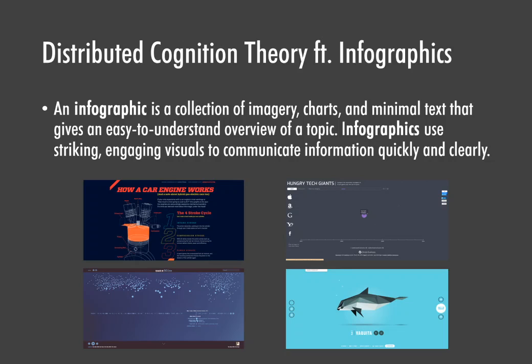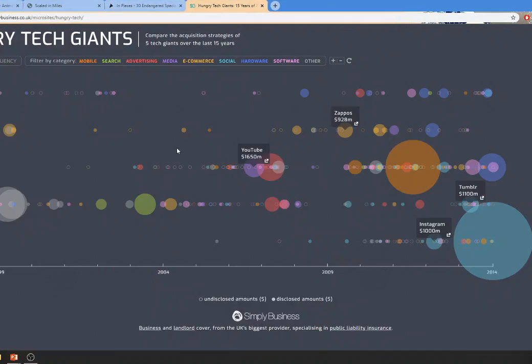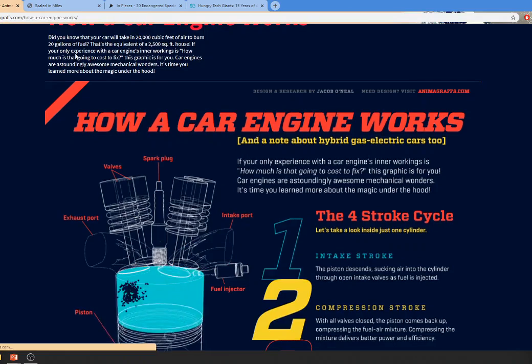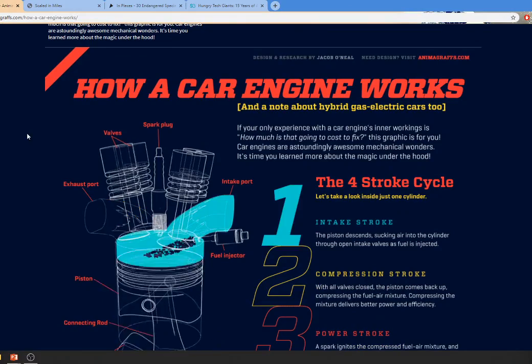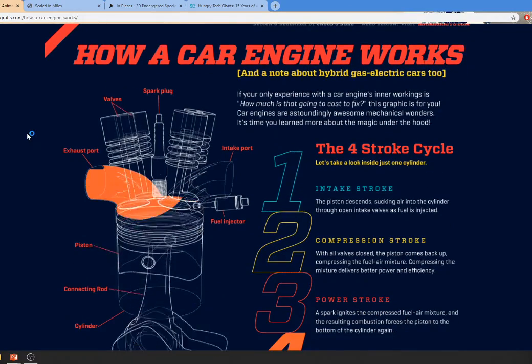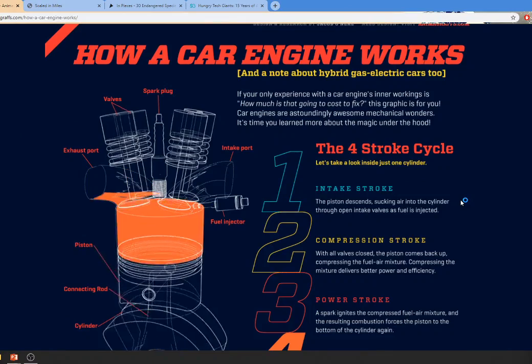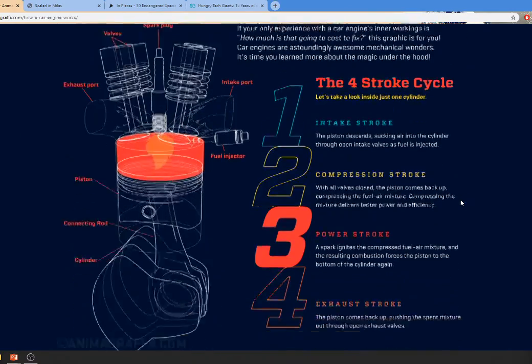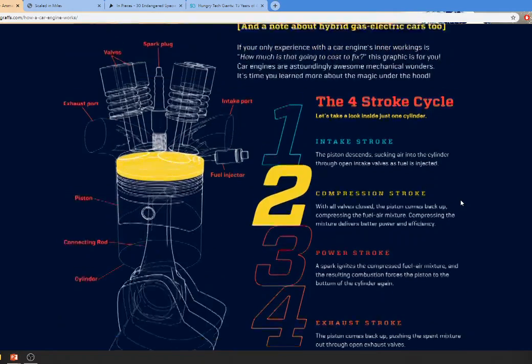Well, nowadays there are interactive infographics like websites or animated infographics for the busy people to see. Okay, let's see some of them. I think I have them in here. Here is an example of an animated infographics, how a car engine works. Visually easy to understand.